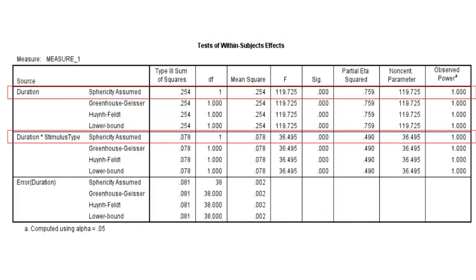We did a mixed ANOVA. I'll show you how I did it. Basically, you're looking at the main effect of duration, which is significant. And then you have a duration and stimulus type interaction, which is also significant. Because stimulus type was between subject, this is looking at within subject.